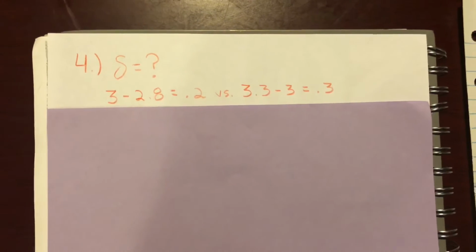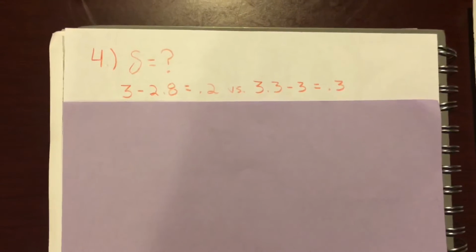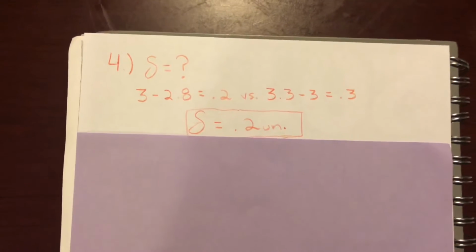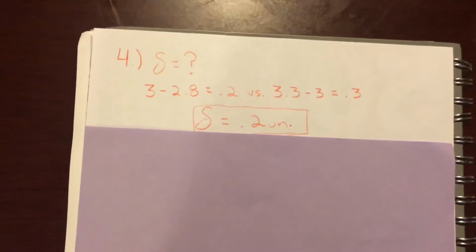Next, we must determine what the delta value will be. To determine delta, or how far away x can be from 3 so that the limit still equals 4, simply decide which of the two values found previously has the smallest difference from 3. Since 3 minus 2.8 is 0.2, and 3.3 minus 3 is 0.3, the delta value would be 0.2 since it has the smallest difference from 3 out of 2.8 and 3.3.